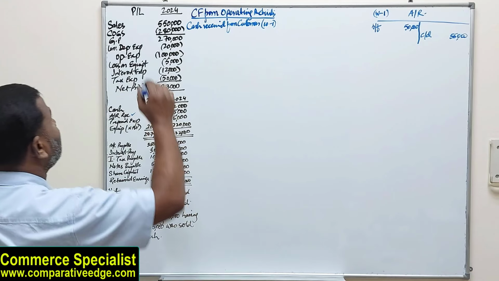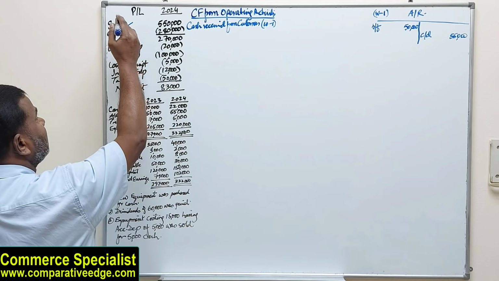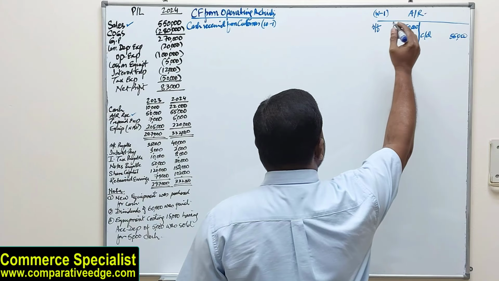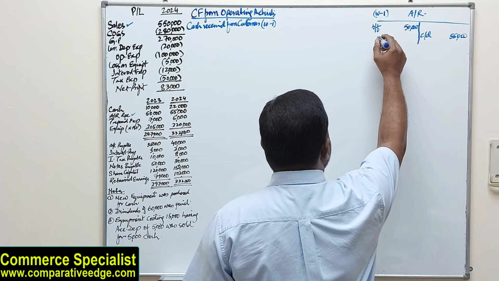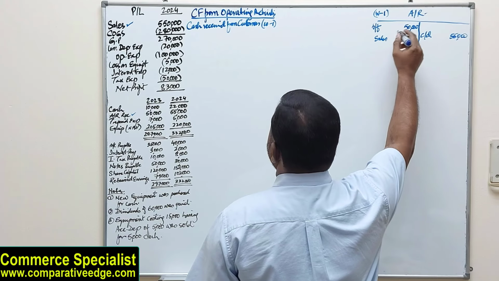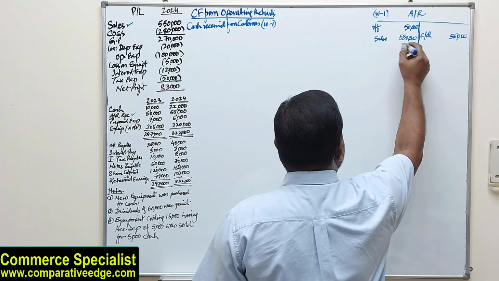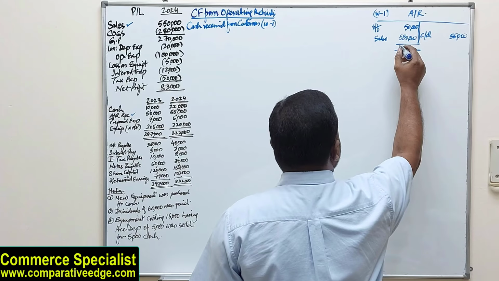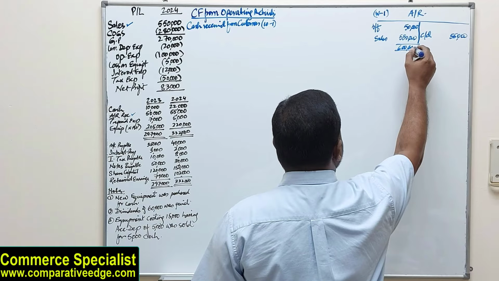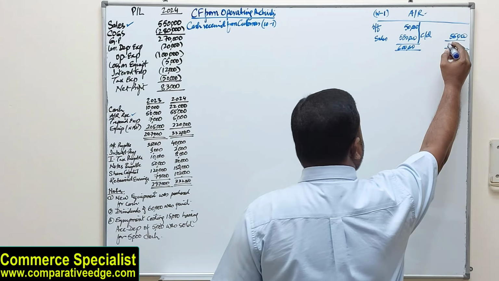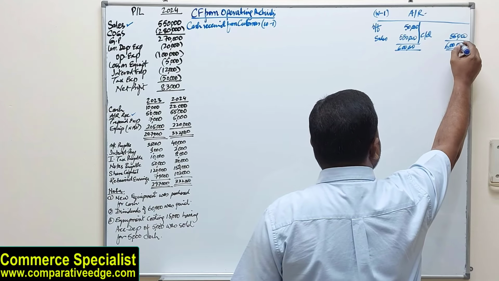After this, look at sales. If nothing is said, that means it's credit sales. When you sell on credit, the entry is account receivable debit, sales credit. So your sales is coming here, which is 550,000. You add these two, this will become 600,000. This will also be 600,000.